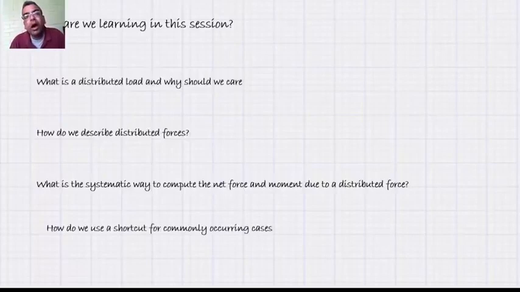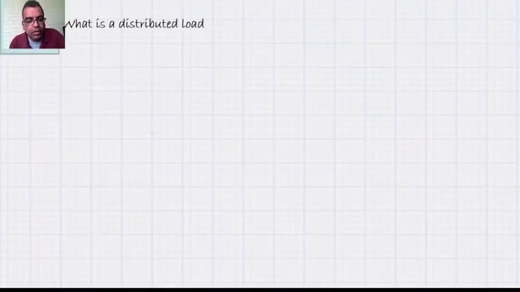And then, how do you use a shortcut for commonly occurring cases? You know, if you do a systematic complete version, sometimes the calculations will get kind of long because you have to do some integration and so on. But for common cases, there's a shortcut that you can do which will help you a lot. Okay, so let's get started. So first question, what is a distributed load?